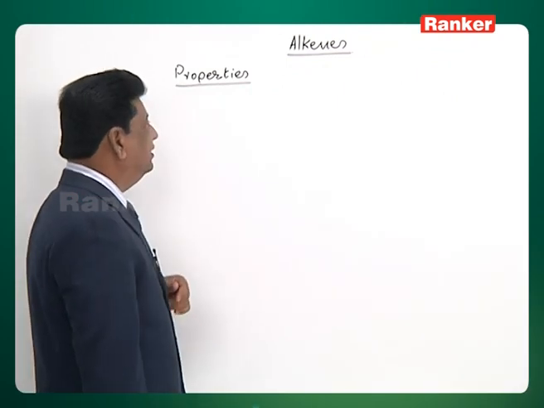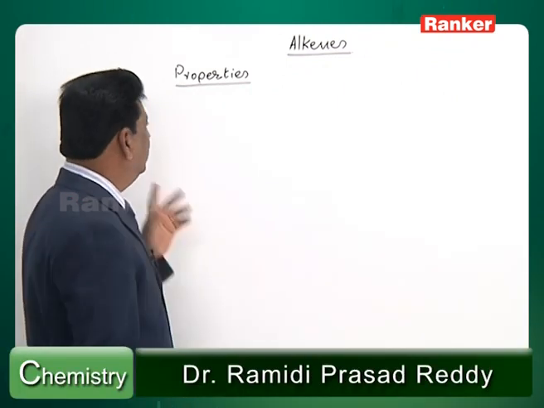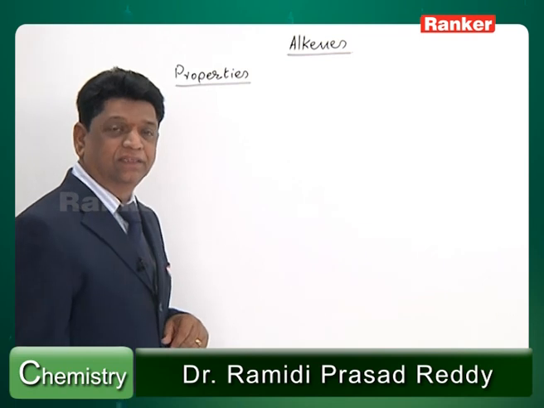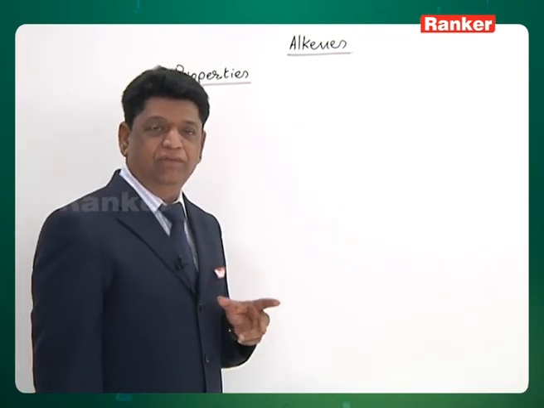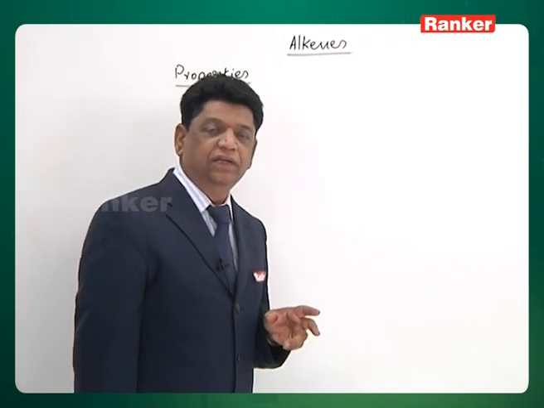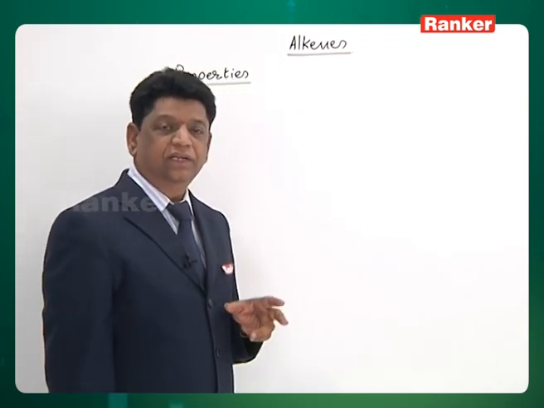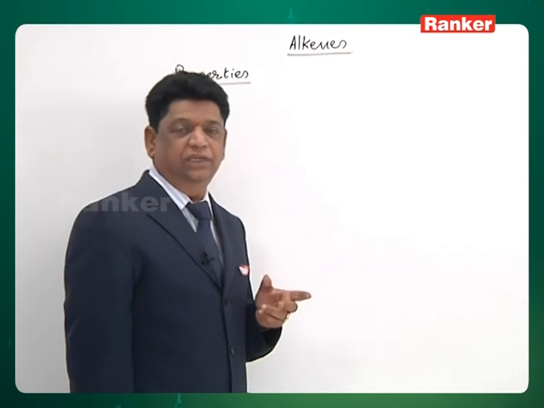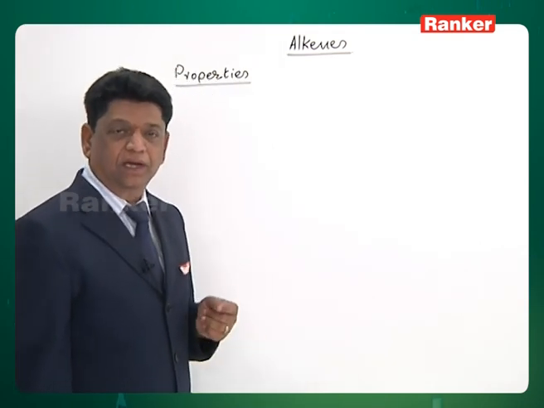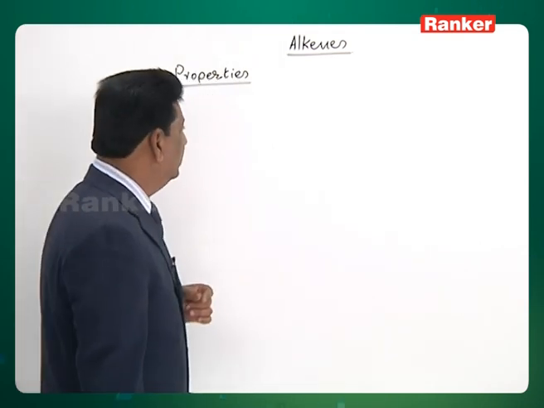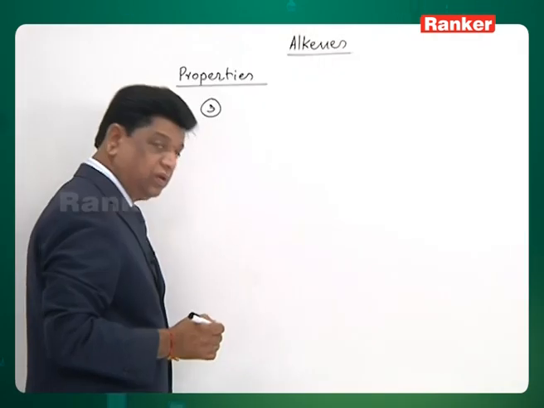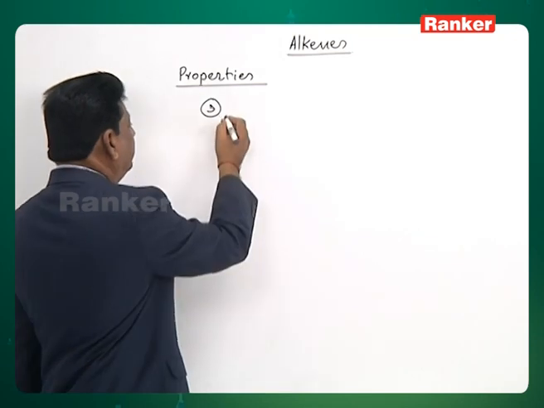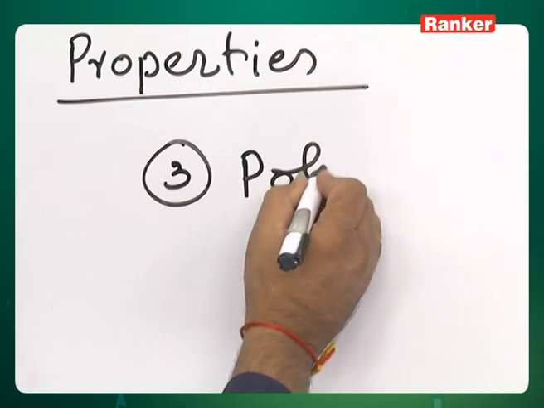Under the properties of alkenes, we have already taken, in the last class, electrophilic addition, including the free radical addition reactions and their features. Then, the second property we took was oxidation, with reagents like permanganate and ozone. Let us take the third property today, that is polymerization.